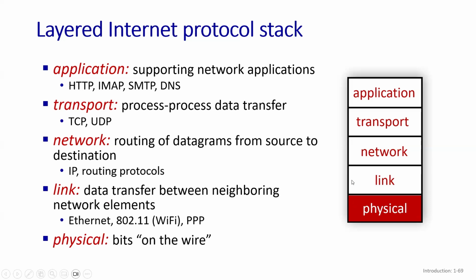The link layer will remove the header and pass it on to the network layer. The network layer will remove the header and pass it on to the transport layer. The transport layer will remove the TCP header and finally send the data to the application layer. So with this, I have completed this chapter.